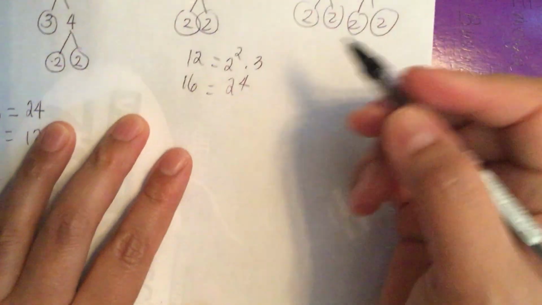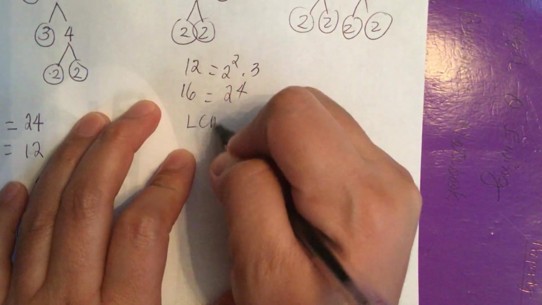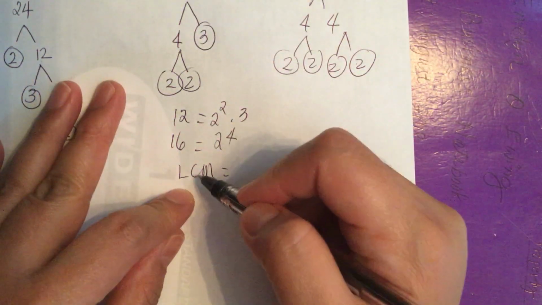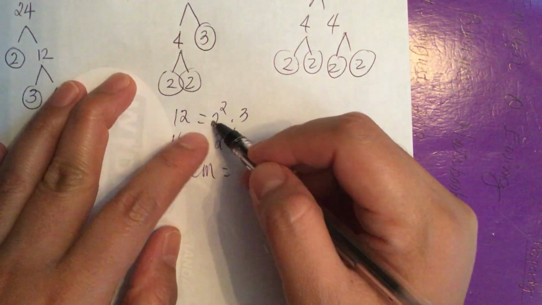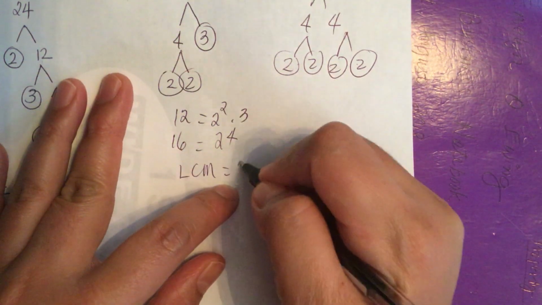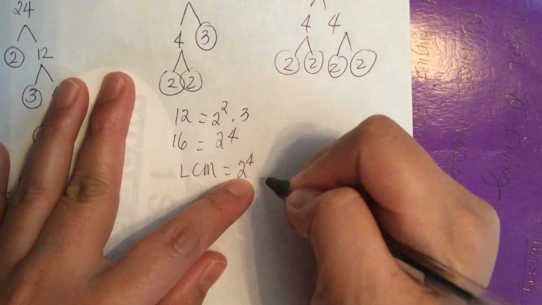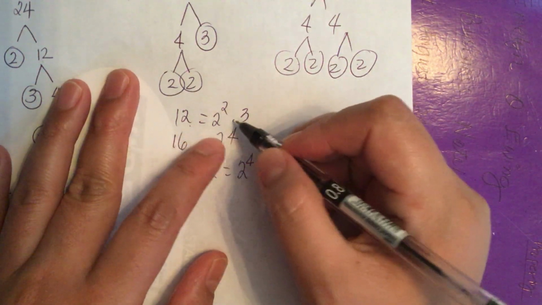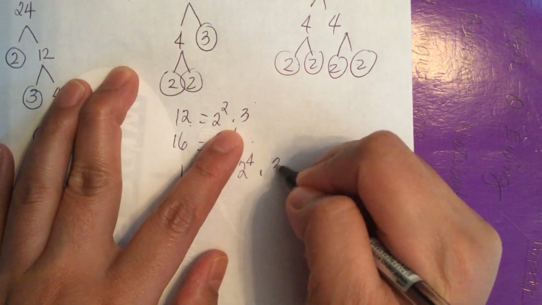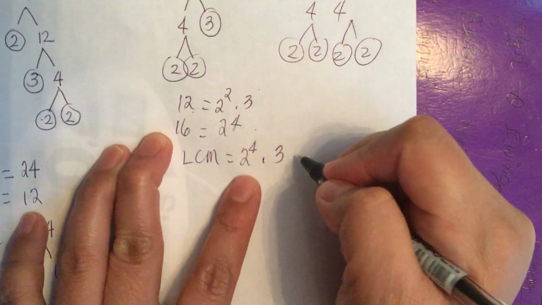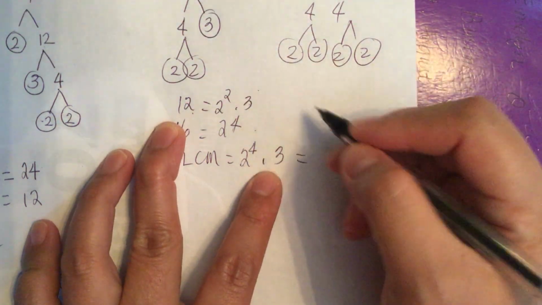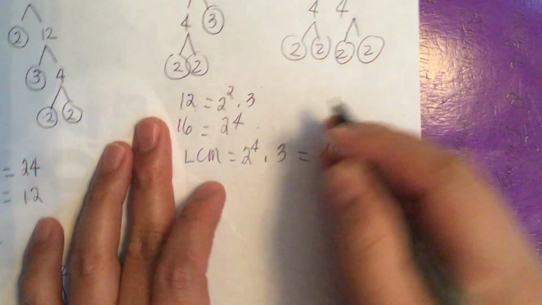So now we do the LCM. LCM is the highest occurrence in both numbers. In 12, 2 to the 2nd, and in 16, 2 to the 4th. So we take the highest occurrence, 2 to the 4th. And in 12, there is one 3, and in 16, no 3's, so we take the highest occurrence, 3. So 2 to the 4th times 3 is equal to 48.